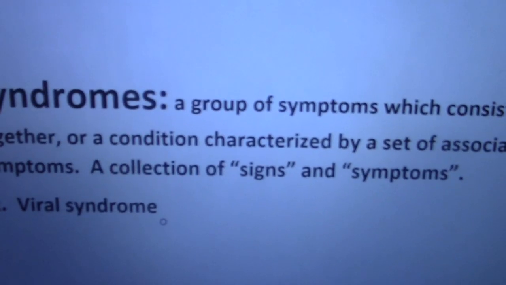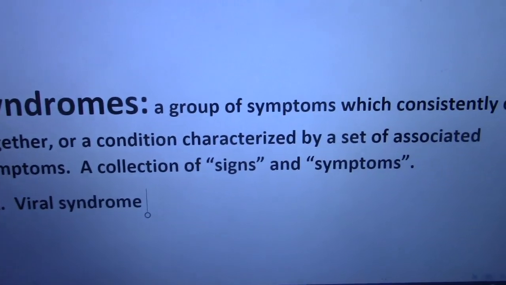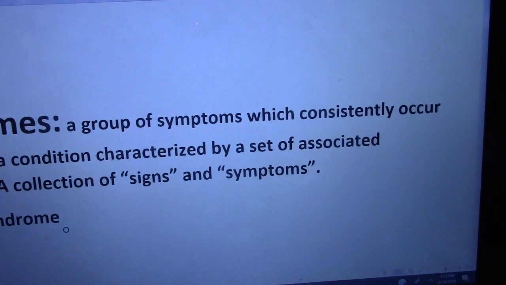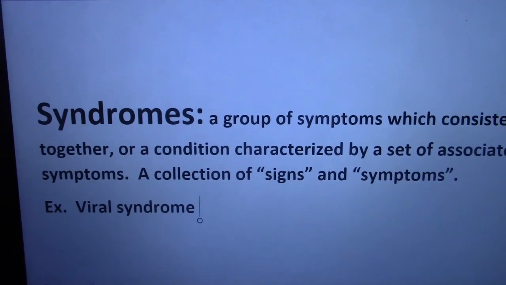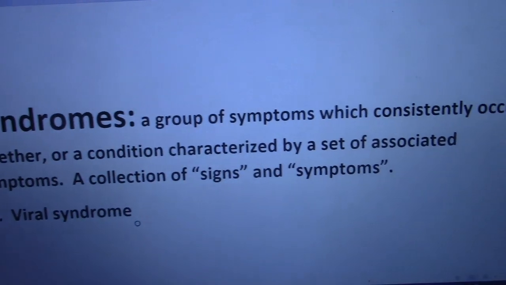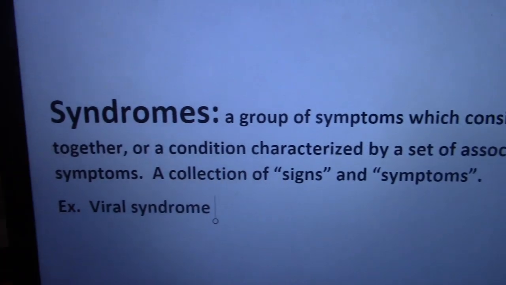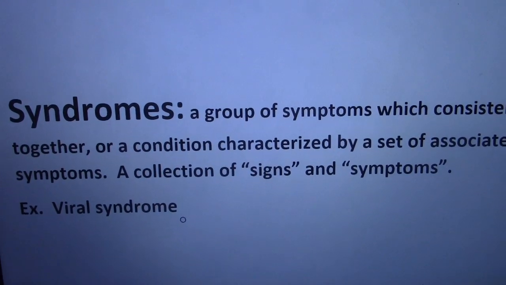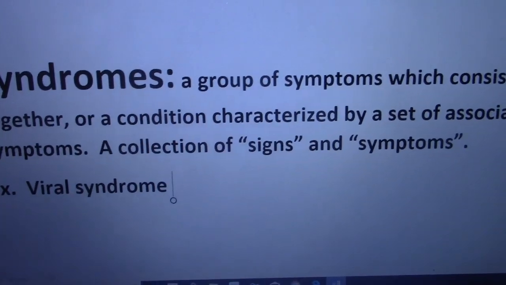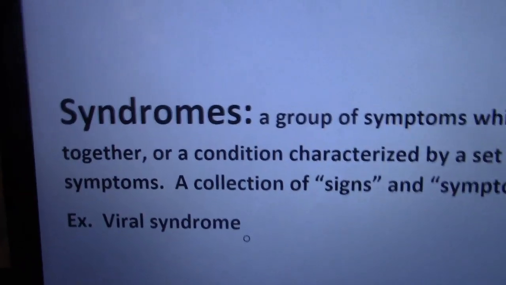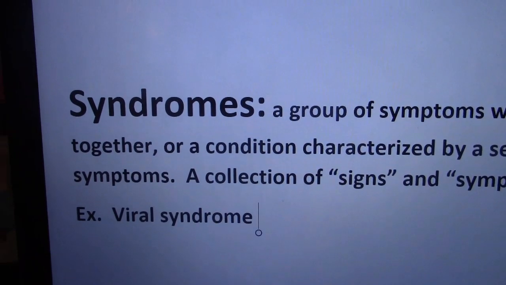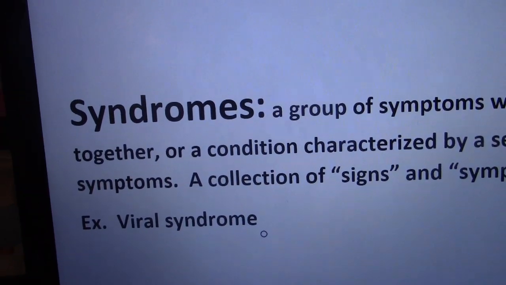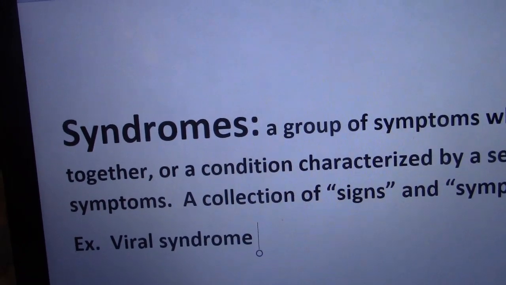Let me show you. A syndrome is a group of symptoms which consistently occur together, or conditions characterized by a set of associated symptoms. A collection of signs and symptoms. That's why with viral syndrome, they had a collection of a group of them. It's understood that these patients have this condition, they have viral syndrome as a result. So hopefully you have a better understanding of syndrome.